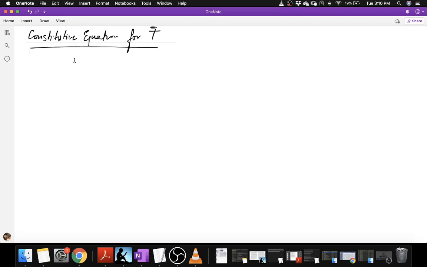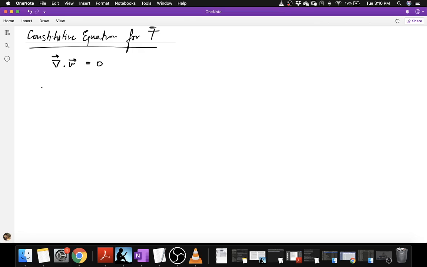Okay, so before we start discussing the constitutive equation, let's just revise the two equations that we have derived so far. For an incompressible fluid, we have the principle of conservation of mass that leads us to the continuity equation. It says that the divergence of the velocity is zero. This is the first equation.